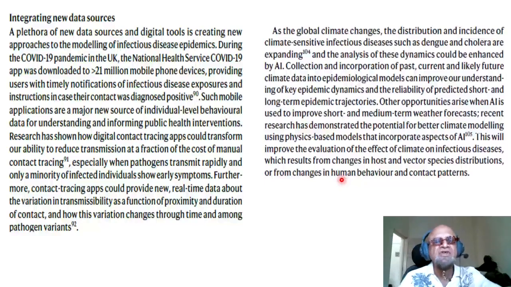Okay. A plethora of new data sources and digital tools is creating new approaches to the modeling of infectious disease epidemics. During the COVID-19 pandemic in the UK, the National Health Service COVID-19 app was downloaded more than 21 million times to mobile phone devices, providing users with timely notification of infectious disease exposures and instructions in case their contact was diagnosed positive.